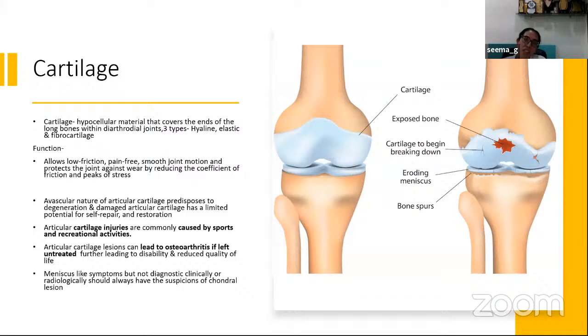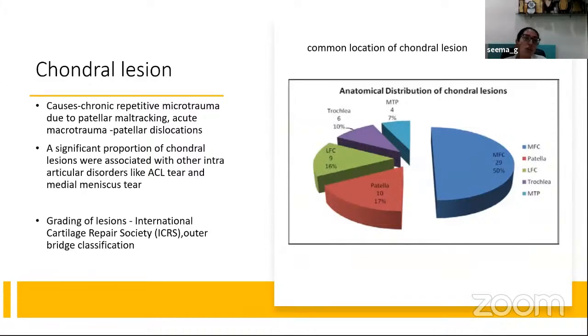Whenever in our practice we see meniscus-like symptoms, but there is no radiological or clinical diagnosis you can make on your assessment, then there should be a suspicion of chondral lesions. If we talk of chondral lesions around the knee, here I have put the distribution of these lesions. As we just talked, in sports injuries the causes are basically chronic repetitive microtrauma, and later maltracking may happen and other things. That is again all the biological and biomechanical factors which lead to chondral defect.